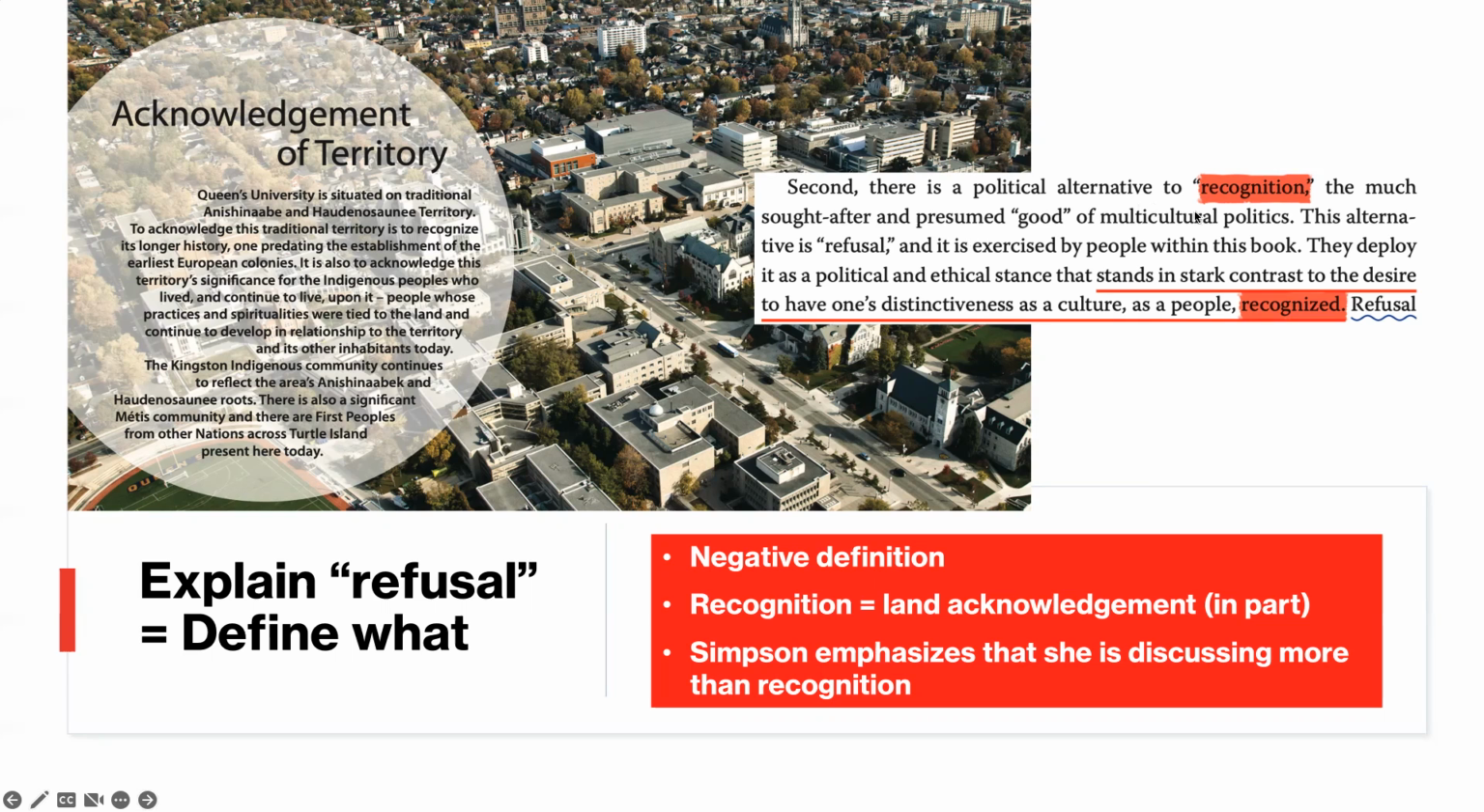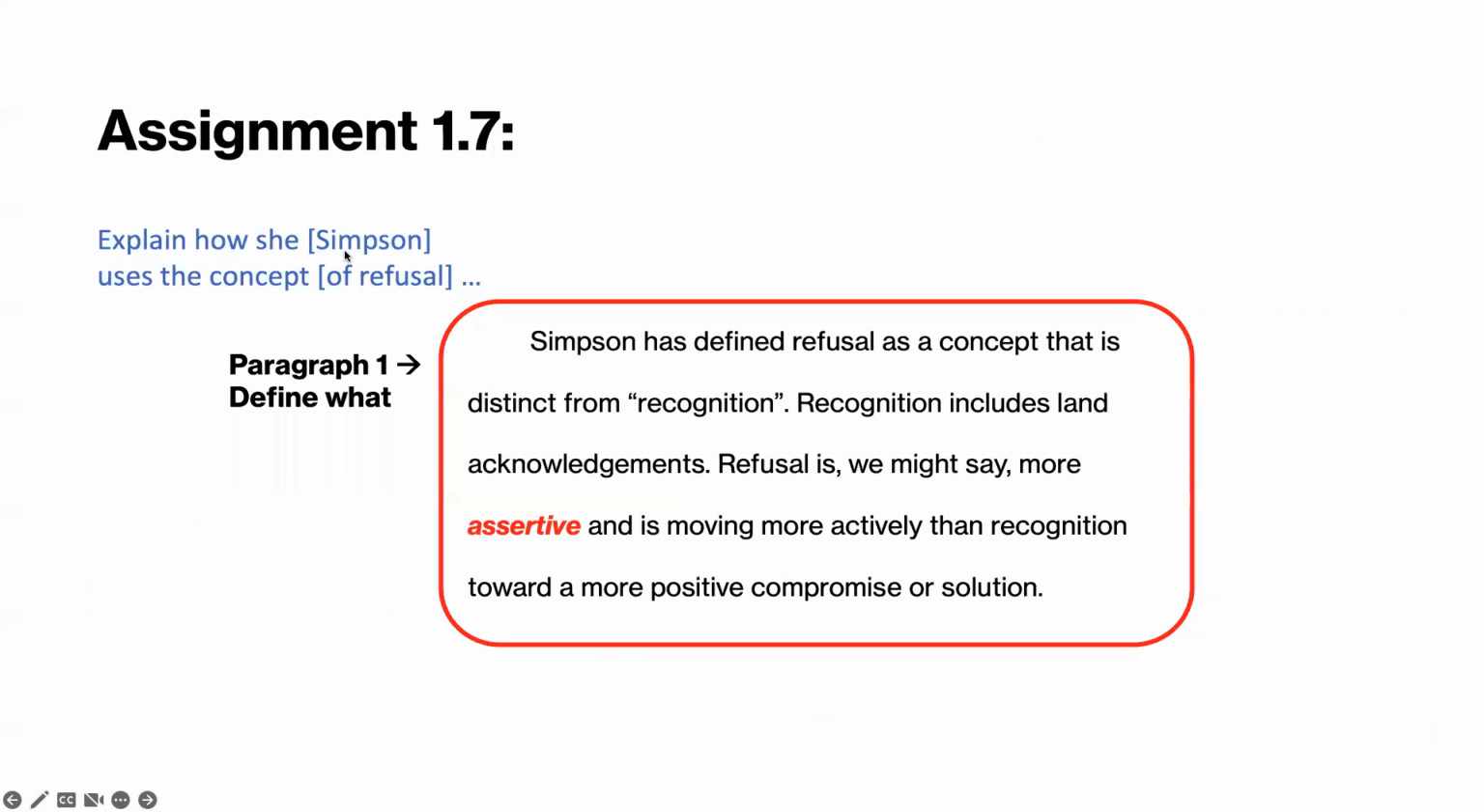But Simpson is saying that unlike recognition, refusal is more assertive. She says it stands in stark contrast to the desire to have one's distinctiveness and culture recognized. So there's a stark contrast between recognition and refusal. When you're explaining how Simpson uses the concept of refusal, then in the first paragraph, I suggest you could say, in a negative sense, how does Simpson define it? So Simpson has defined refusal as a concept that is distinct from recognition. Recognition includes land acknowledgements. Refusal is, we might say, more assertive.